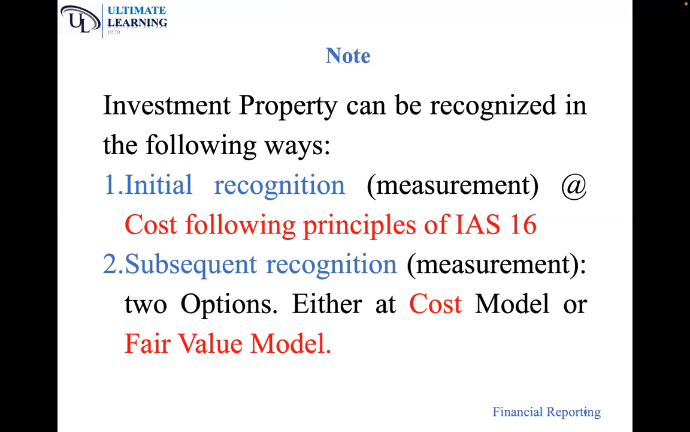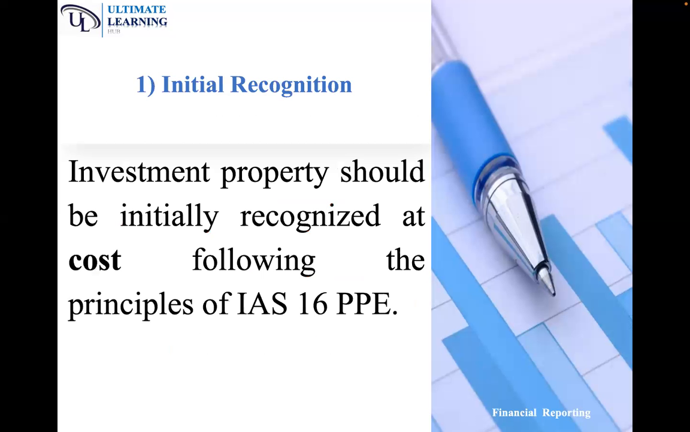So the take-home point here is, under initial recognition, investment property should be recognized at cost. Under subsequent recognition, investment property should be recognized at either number one, cost, or number two, fair value model. You must be consistent in the method you use, because of a standard called IAS 8, which talks of accounting policies, changes in accounting estimates, and errors. So if you decide to use cost model, continuously use cost model. If you decide to use fair value model, continuously use fair value model.